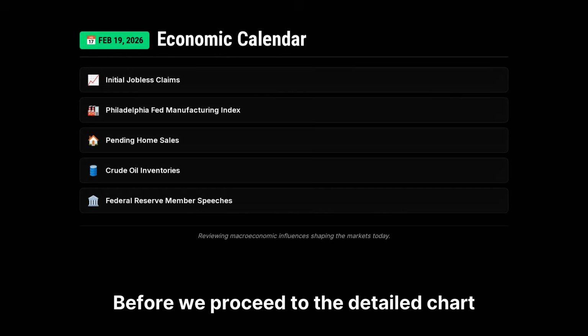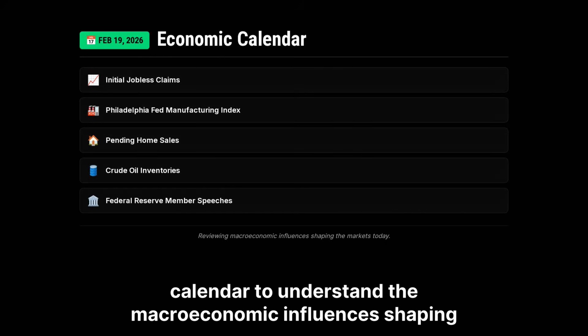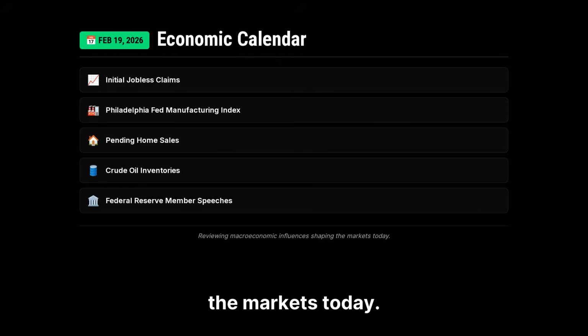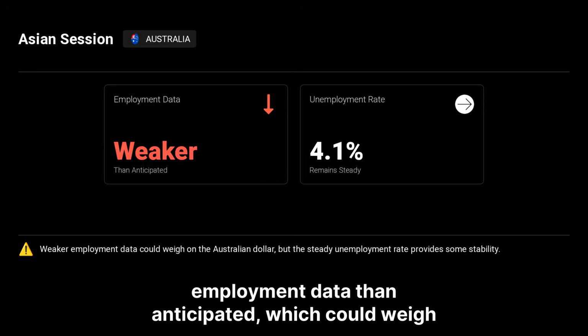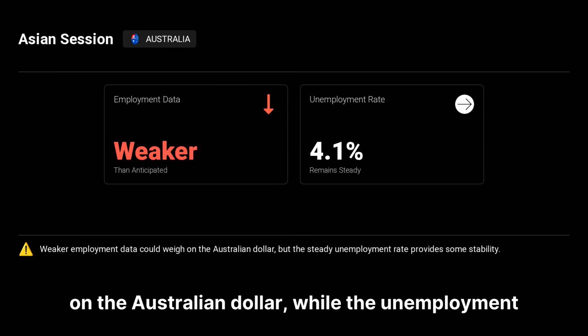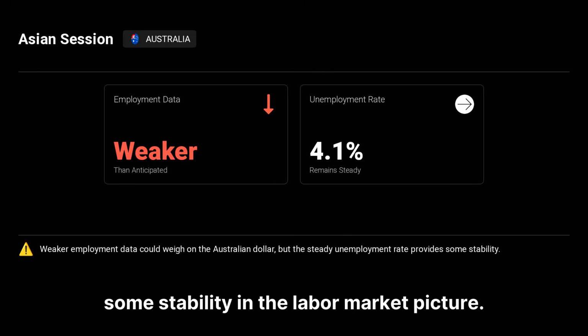Before we proceed to the detailed chart analysis, let us first review the economic calendar to understand the macroeconomic influences shaping the markets today. From the Asian session, Australia reported weaker employment data than anticipated, which could weigh on the Australian dollar, while the unemployment rate remained steady near 4.1%, providing some stability in the labor market picture.